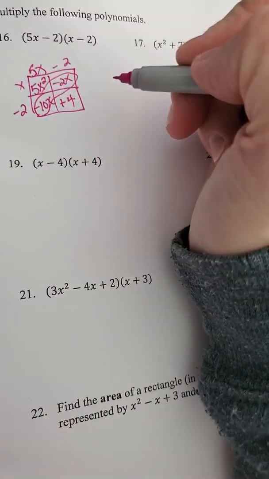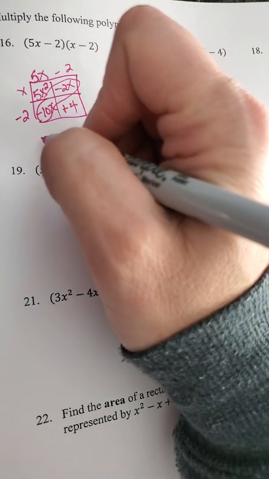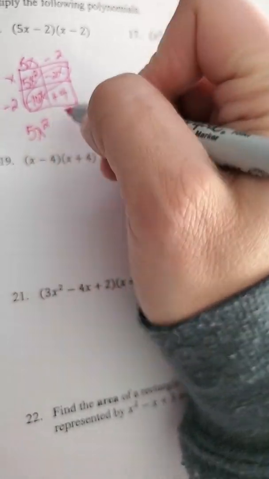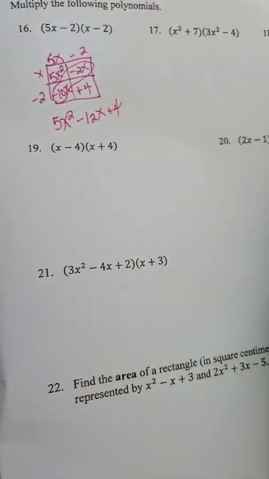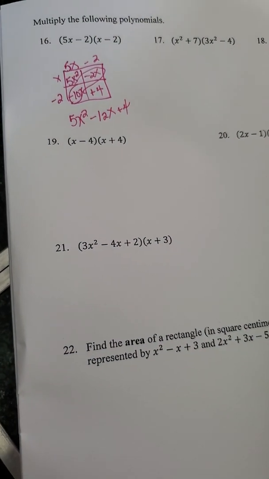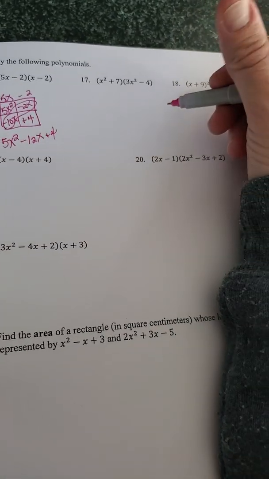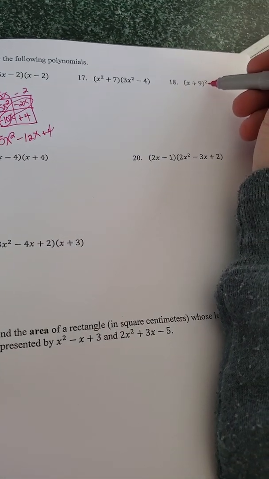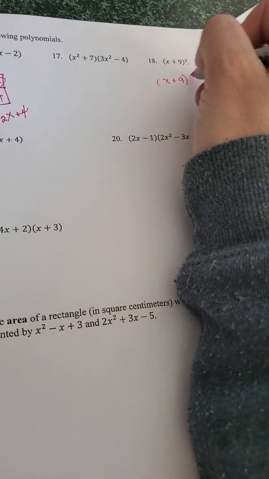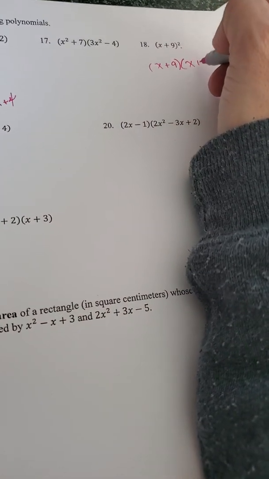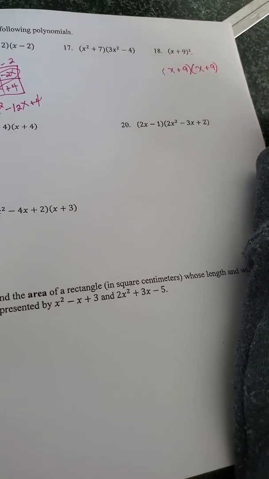Combine like terms always, usually on the diagonal. Pull out your highest exponent first. So 5x squared minus 12x and plus 4. Okay, you can try these and check the answer key. Remember that when you square something, it just means to multiply it by itself. So this one technically means x plus 9 times x plus 9.